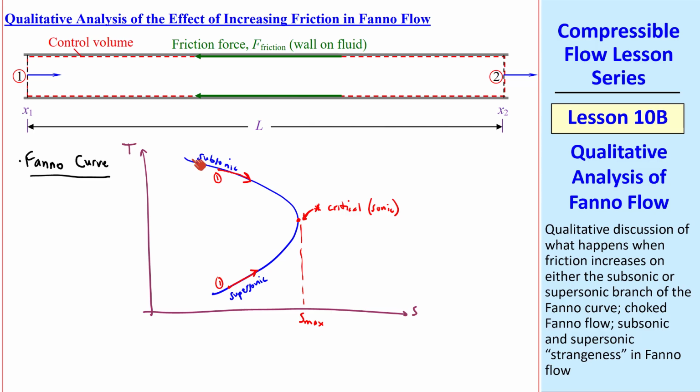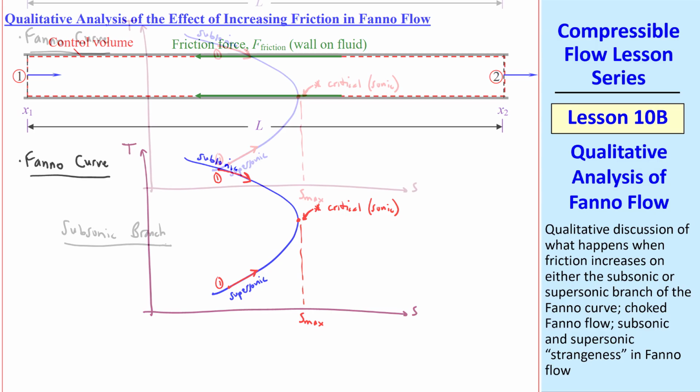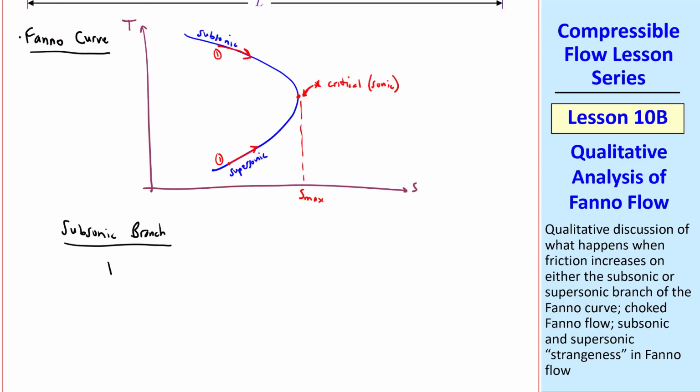So right away, we see that in the subsonic branch, temperature decreases as we keep increasing friction, and in the supersonic branch, temperature increases as we increase friction, both approaching the sonic or critical state as we discussed previously. So in the subsonic branch, T goes down, and in the supersonic branch, T goes up. And we're always talking about going from state 1 to state 2 downstream in the duct.